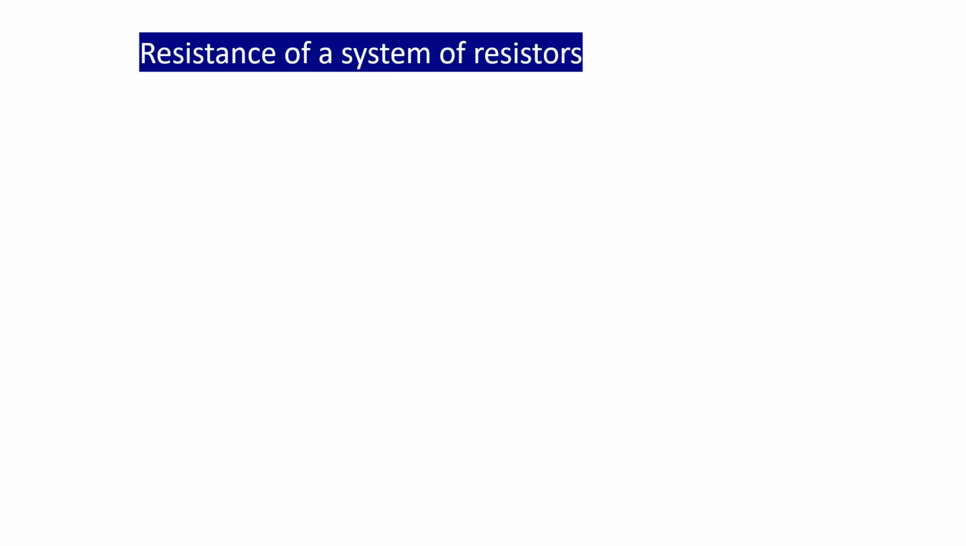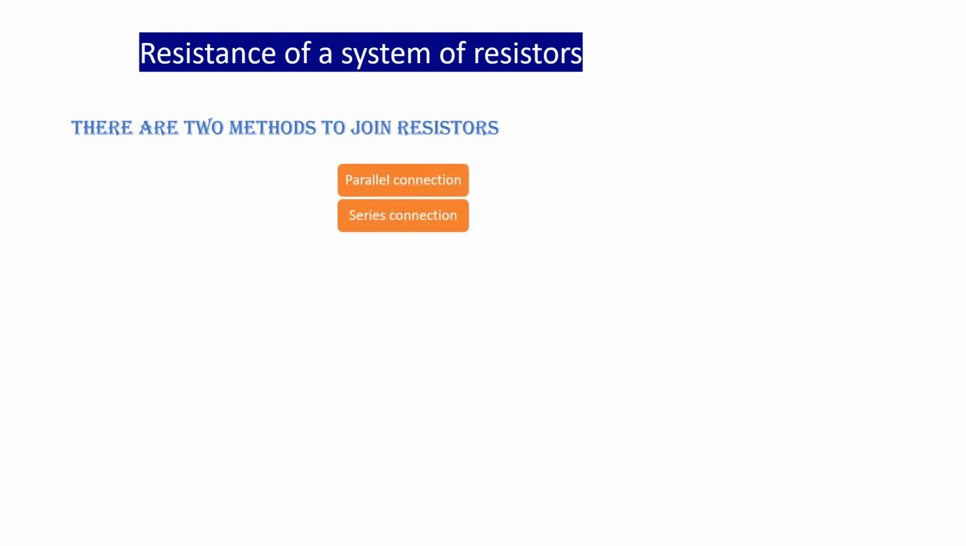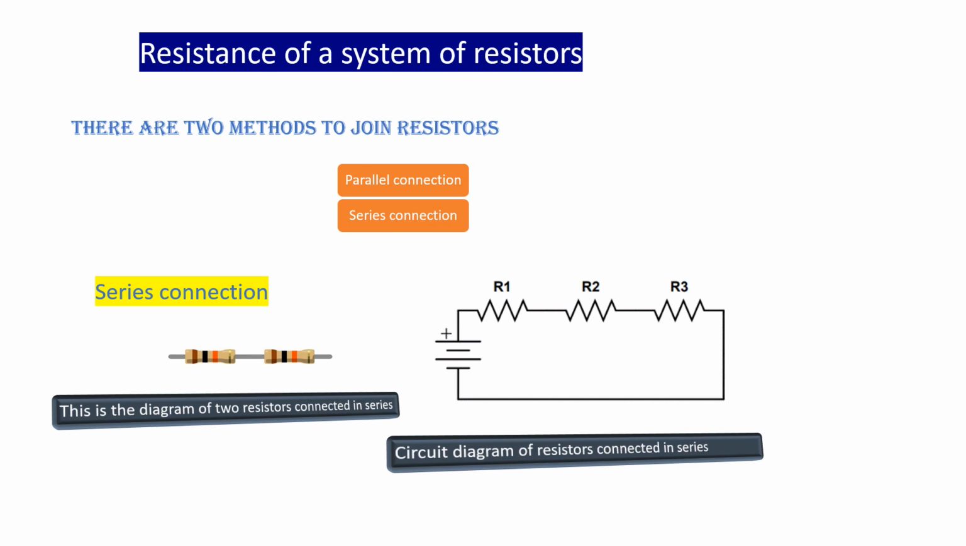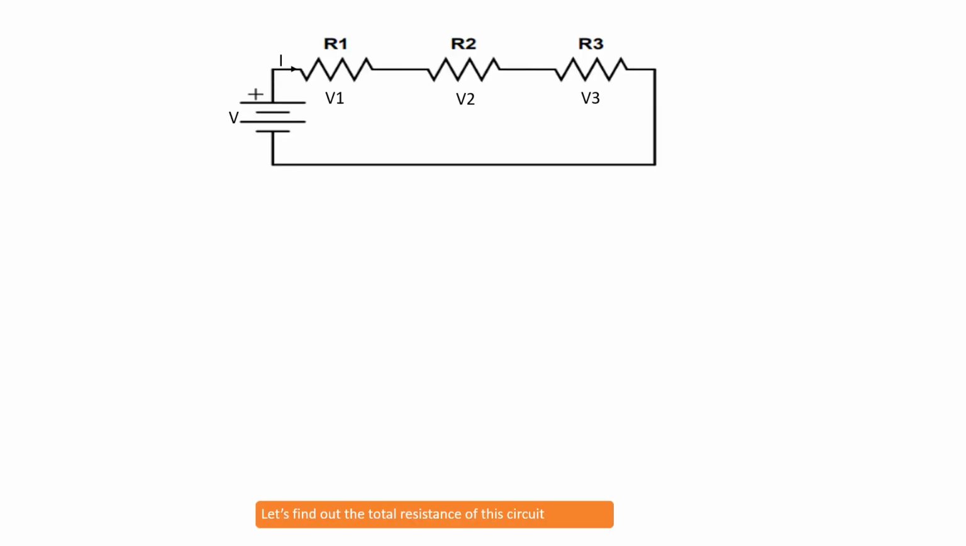Let us consider resistance of a system of resistors. There are two methods to join the resistors. One is parallel connection and the second one is series connection. First consider series connection. The schematic diagram of two resistors connected in series. This is a circuit diagram of resistors connected in series.